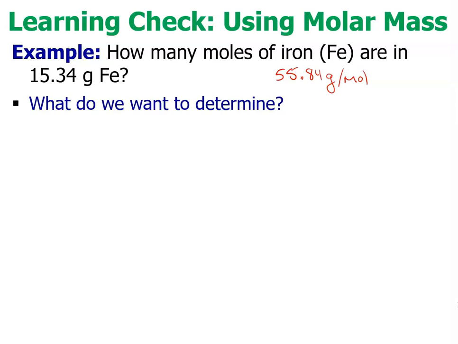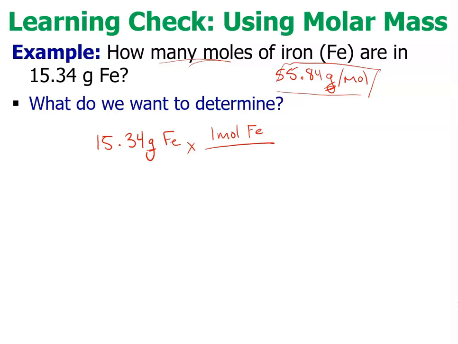So now that we know the atomic mass for this compound, we can use this conversion factor to solve this problem. We want to know how many moles, and what we have is 15.34 grams of iron. We know from our conversion factor, we want to cancel out grams, so we need this. We know for conversion factors, we can flip those up and down. So we can take 1 mole of iron is equivalent to 55.84 grams of iron.